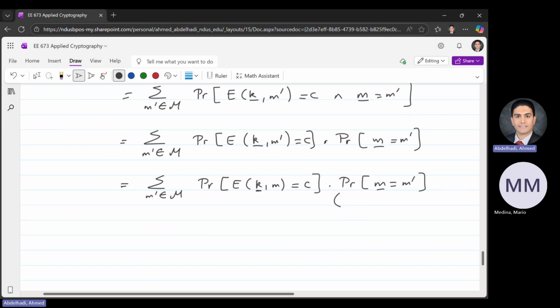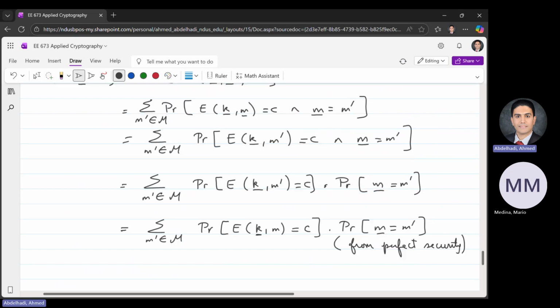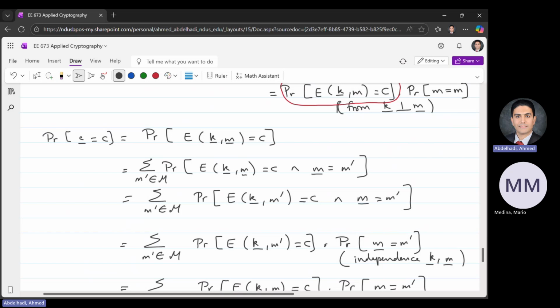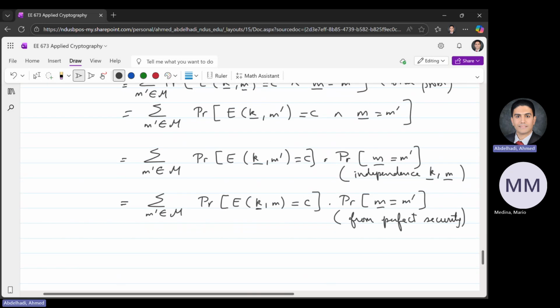Just let me add this note. This is from perfect security. And this one comes from independence, K and M. And this one comes from what is known as the total probability. Basically, one of the characteristics of the probability is that you can add and sum over all the values.